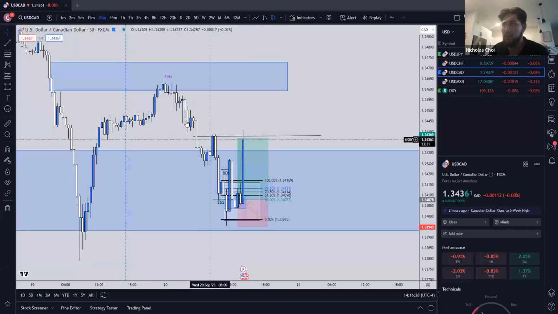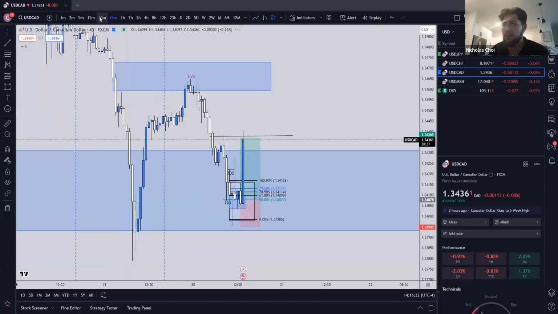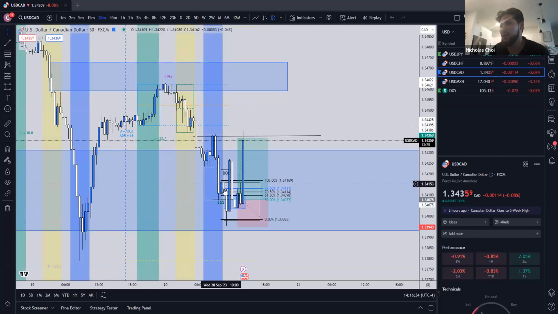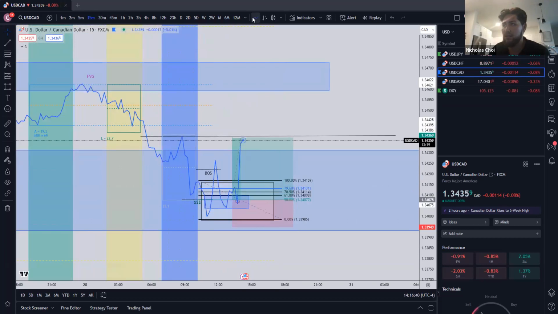Because even if we go to the 30-minute, you could kind of see it's one, two. But it's all just one move. Like if we go to a line chart, you see it's just one move.